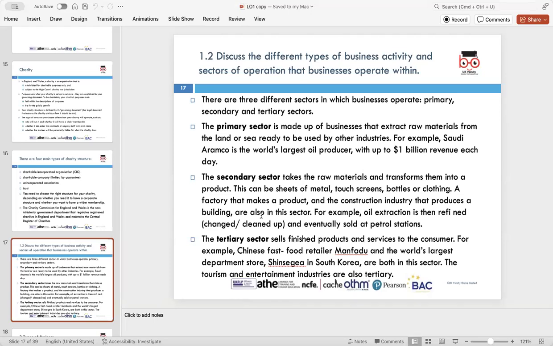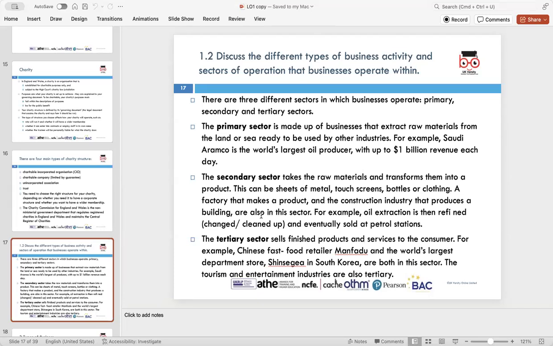The last one, the tertiary sector, is responsible for selling finished goods and services to end users for profit. Both the Chinese fast food retailers, Manfadu, and the South Korean department stores, Sega, which is the largest department store in the world, are examples of businesses that operate in this industry.